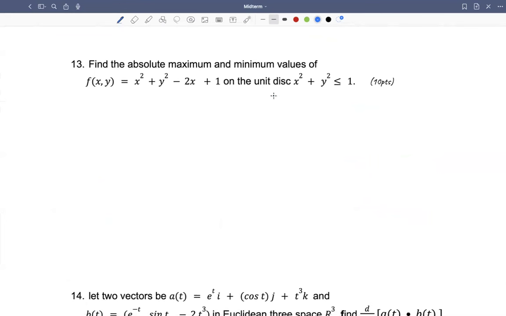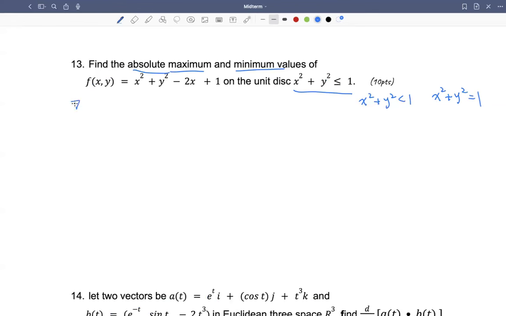For problem 13, we want to find the absolute maximum and minimum value on this closed, bounded disk. So what do we do? First, remember the boundary. The open set is x squared plus y squared less than 1, and the boundary set is x squared plus y squared equals 1. So we have to divide into two cases to consider this.